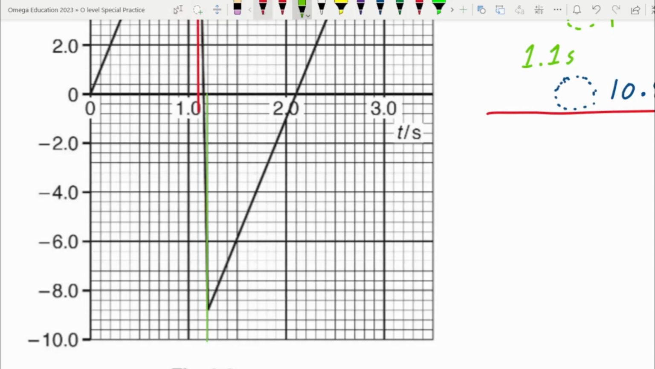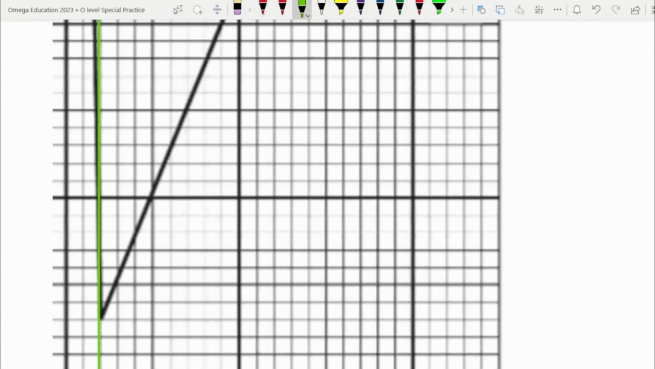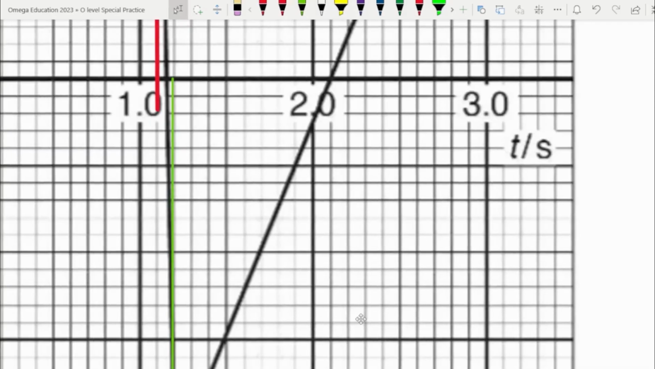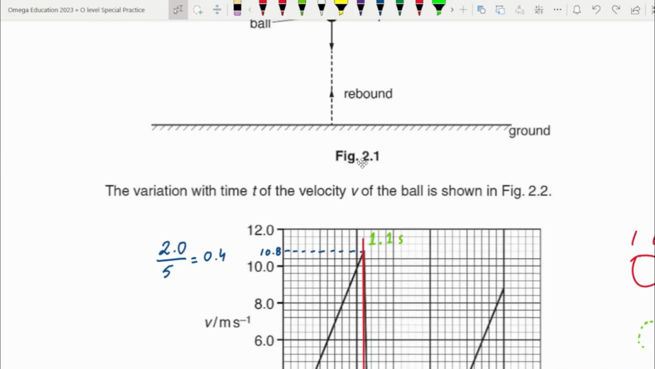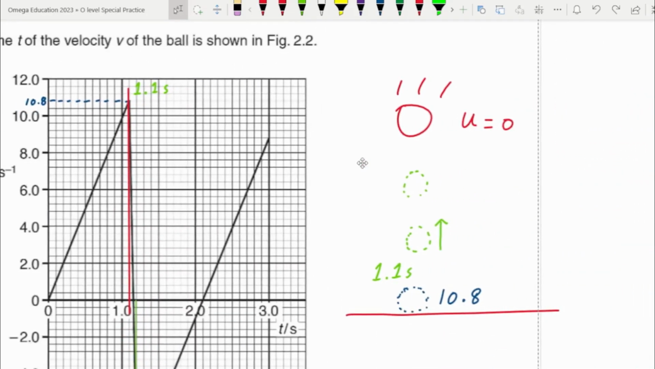And that instant of time is, if I zoom in on the x-axis, 1.2 seconds. So the first one was 1.0, the second one was 1.1, and this one is 1.2. So the ball rebounds, or we can say the ball starts to move upward, at 1.2 seconds.